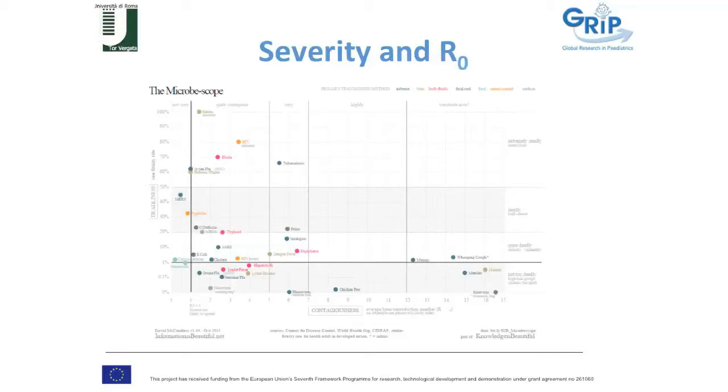Now, R0 is not only explaining the probability and the chance that an infection will be transmitted to other people, but also has some relationship with severity. The probability of an infection being transmitted to another individual is not always balanced with the severity of the disease. In this graph, you can see a simple representation of different diseases with different R0 values.